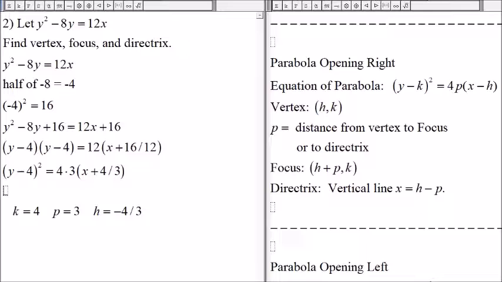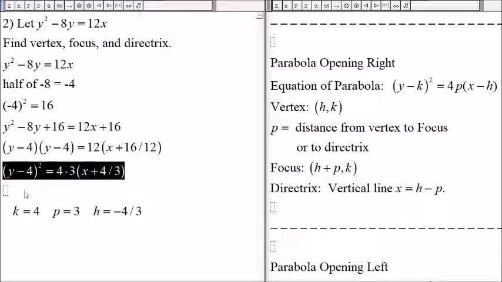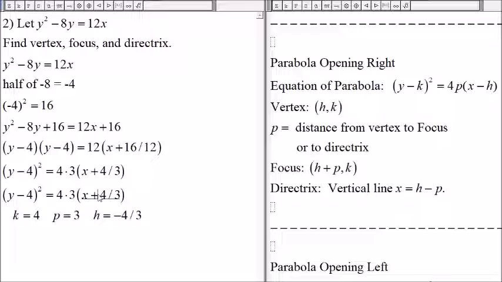That's confusing because we can also rewrite it like this. Plus is the same as minus, negative. So now we have x minus, and then the h, and the h being negative 4/3. And so now we can get the vertex, which is h comma k. And so that will be negative 4/3 comma 4.